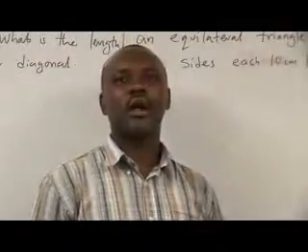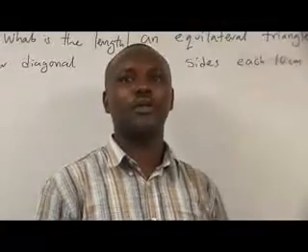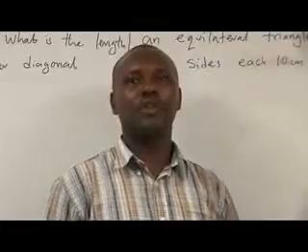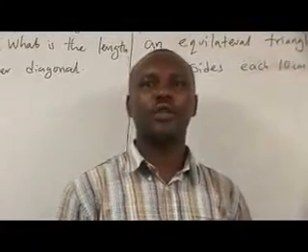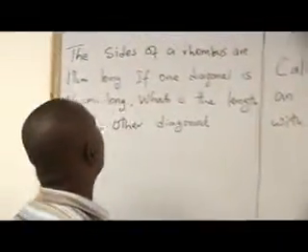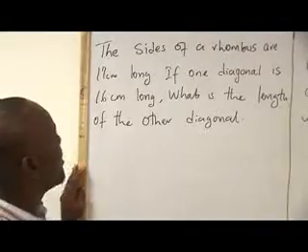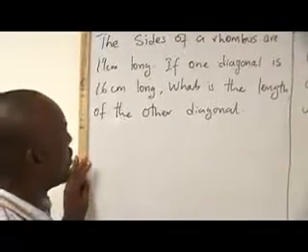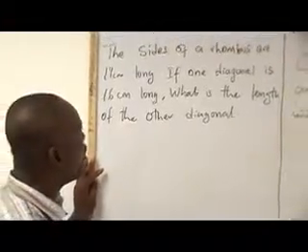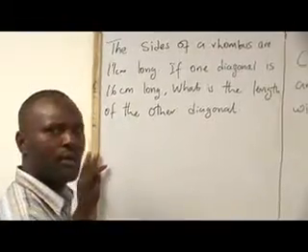Just before we consider using trig ratios to solve right angle triangles, talking about SOHCAHTOA, we'll take 3 more examples on the application of Pythagoras theorem in solving right angle triangles. Let's look at this. Our first one says the sides of a rhombus are 17 centimeters long. If one diagonal is 16 centimeters long, what is the length of the other diagonal?